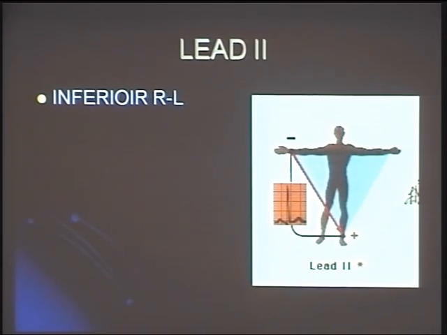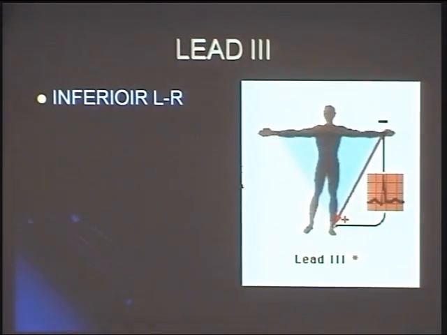So remember, left foot is positive, right upper limb is negative. Now look at lead 3. Here once again I connect the positive pole to the left foot, but my negative pole to the left upper limb. Negative pole to the left upper limb.